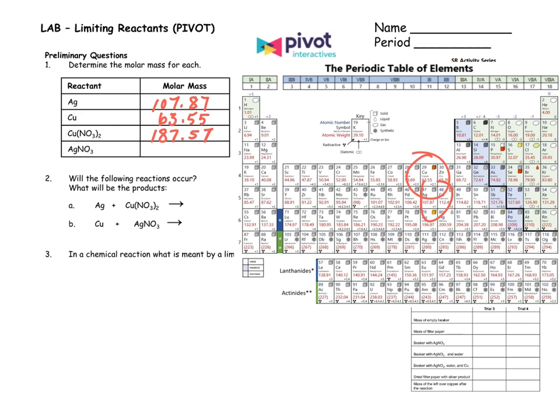AgNO3, that would be silver nitrate, having 1 silver, 107.87, plus 1 nitrogen, 14.01, plus 3 times oxygen, 16.00, 169.88. All right, we'll need a couple of those molar masses later.